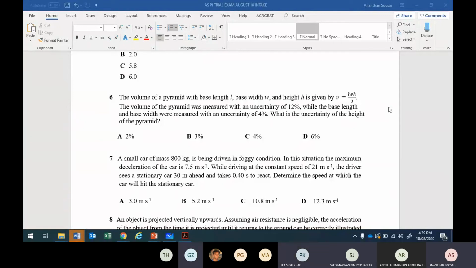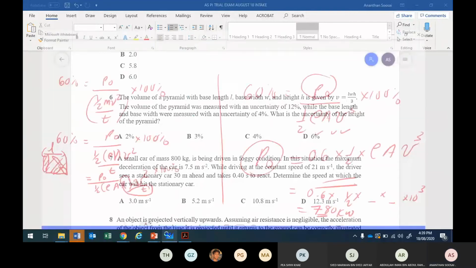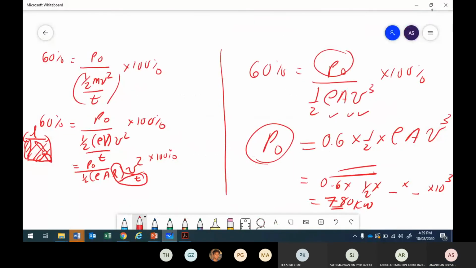Is it C? We go for C. So they want the height. Yeah, they want the height. So yeah, it changes.